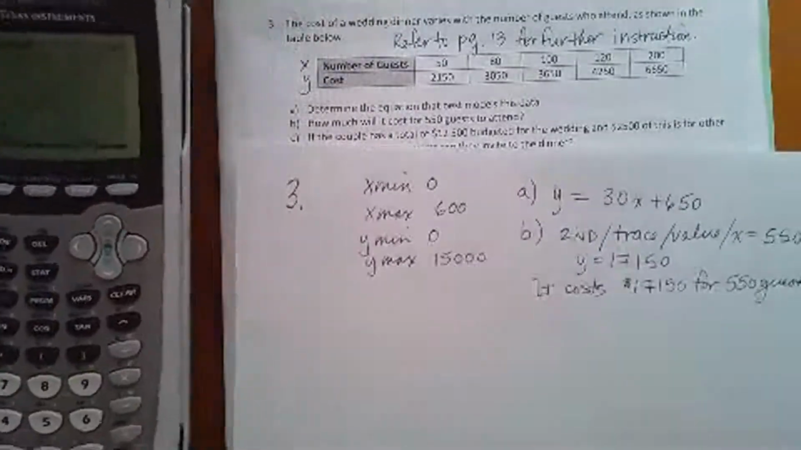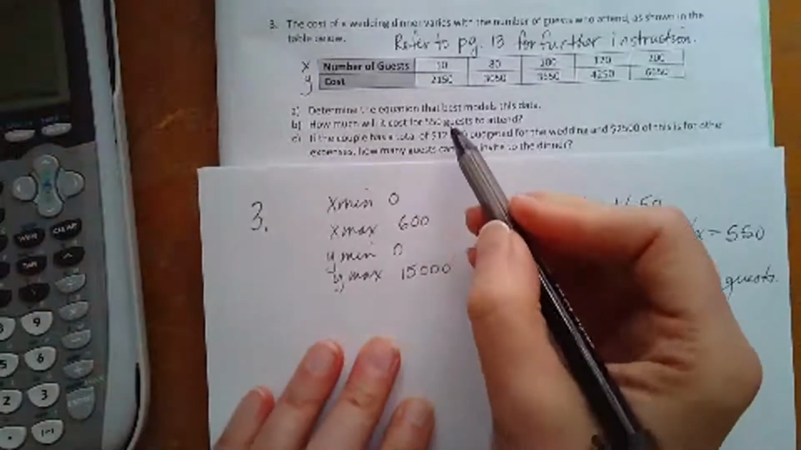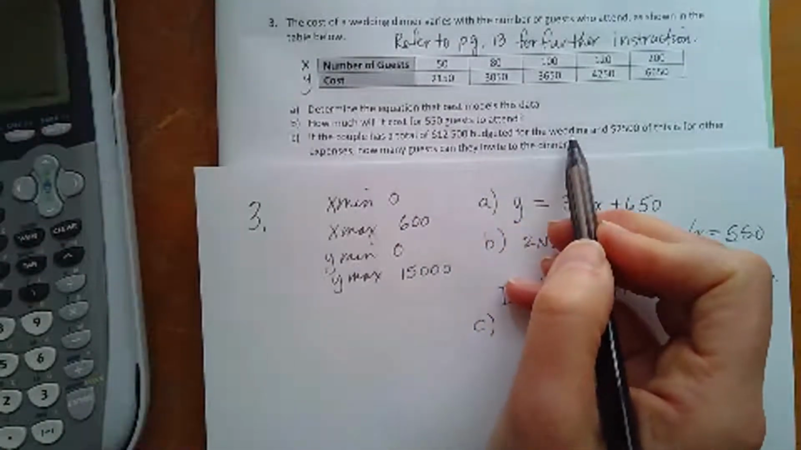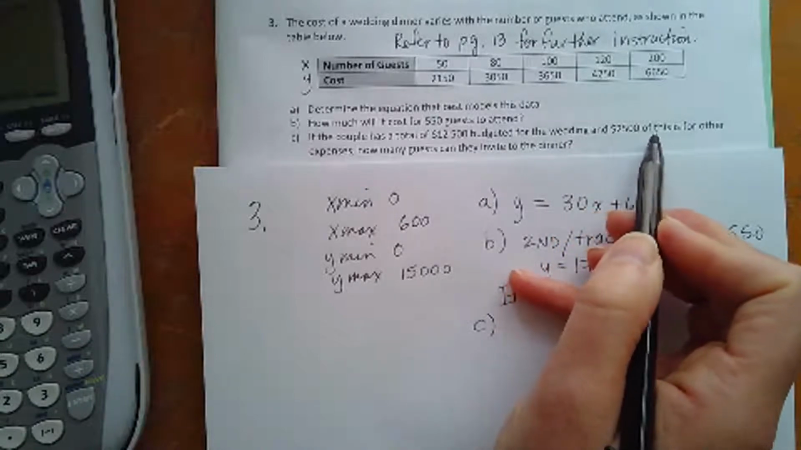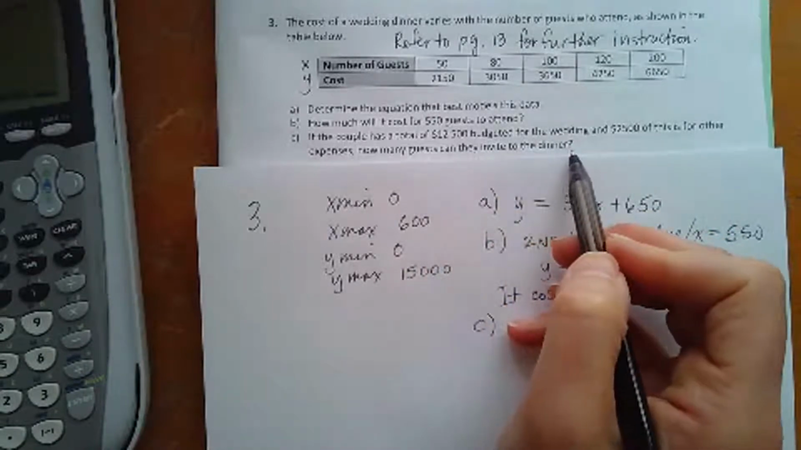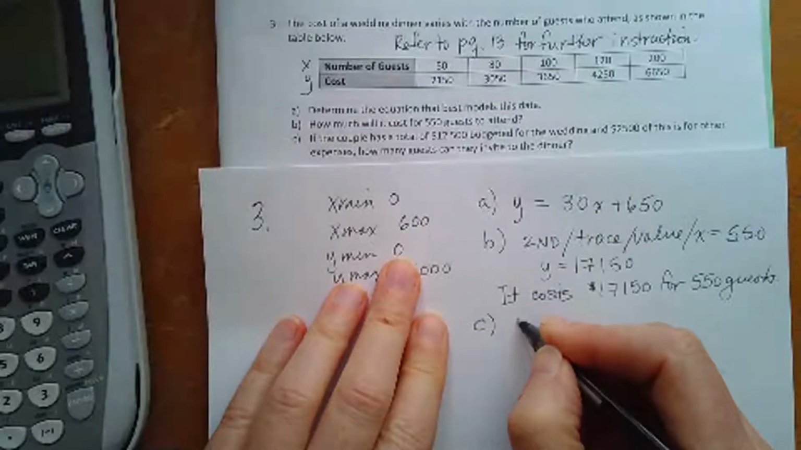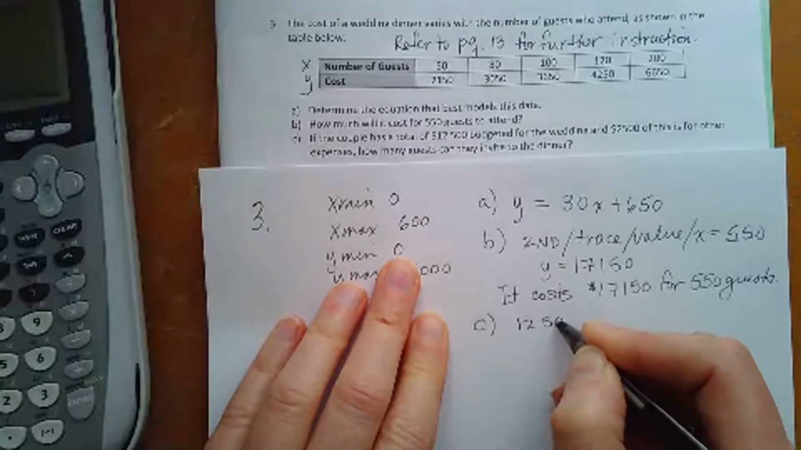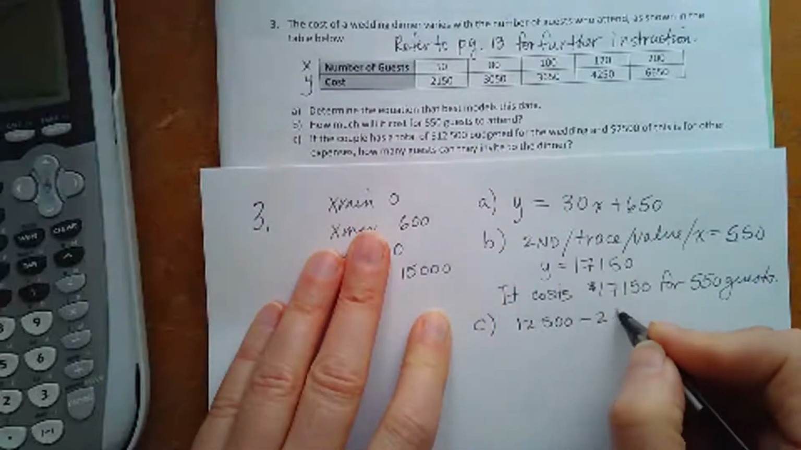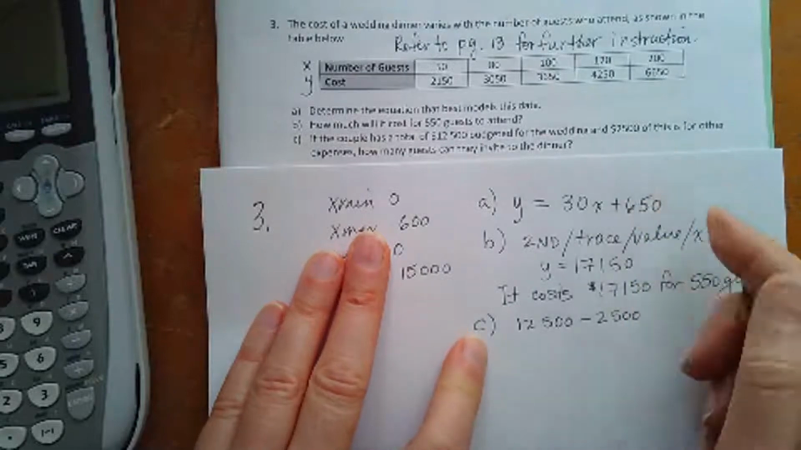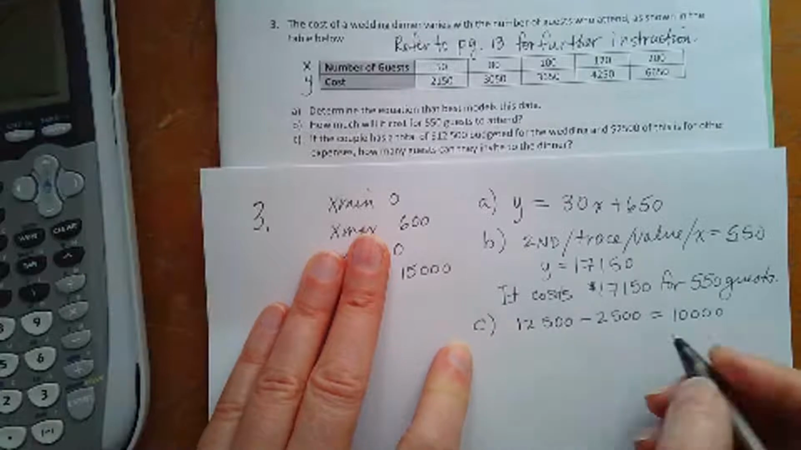Okay, and then finally, part C. If the couple has a total of 12,500 budget for the whole wedding, and 2,500 of this is for other stuff, how many guests can they invite to dinner? So be careful. 12,500 is for the whole wedding, but 2,500 has to be for probably the music and the hall. So this is 10,000, okay?